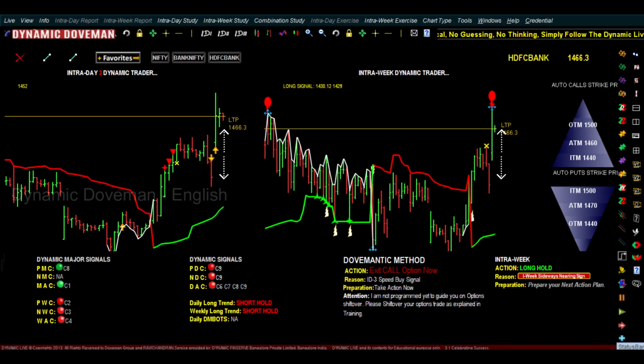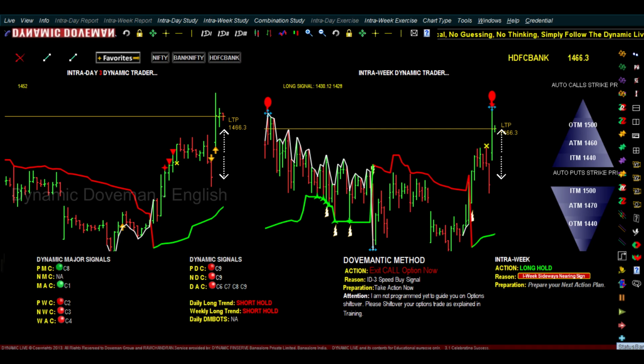So 1457.5 is the entry, and then we hold the position. We did not get any exit on 28th of March. So 1st of April was the beginning of this week. So we had already carried forward, bought forward this long position, and we were holding. On 1st of April, what happened is the price of HDFC Bank opened with a gap up.